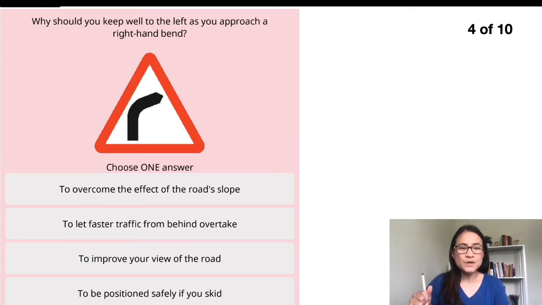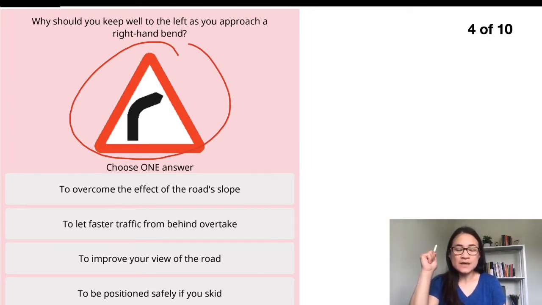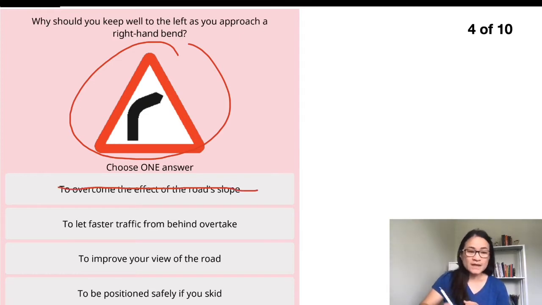Question 4. Why shouldn't you keep well to the left as you approach a right-hand bend? First thing, you need to see the warning sign. This sign shows you that the road bends to the right. When you see this warning sign, first thing you have to do is slow the car down before you reach the bend. To overcome the effect of the road slope, it's not about the positioning, it's about speed.